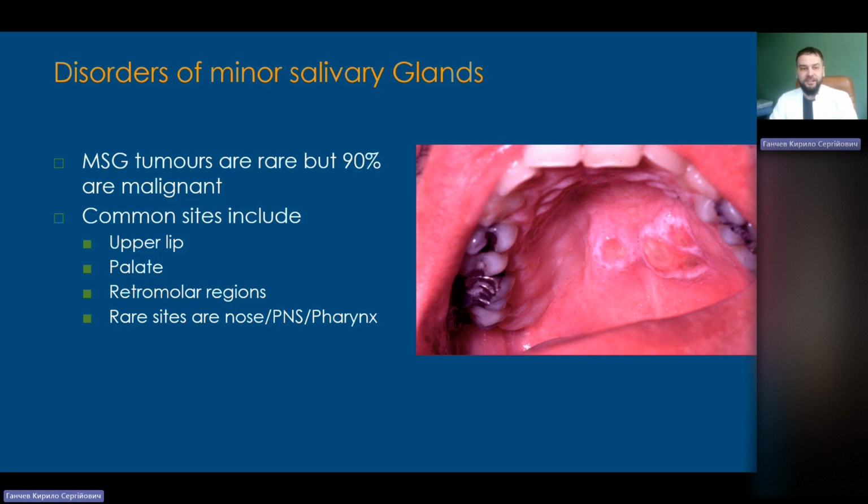Okay, upper lip, palate, retromolar regions, as always, they're very problematic. Rare sites are nose, PNS, it means the nose, ear, and the larynx and pharynx.